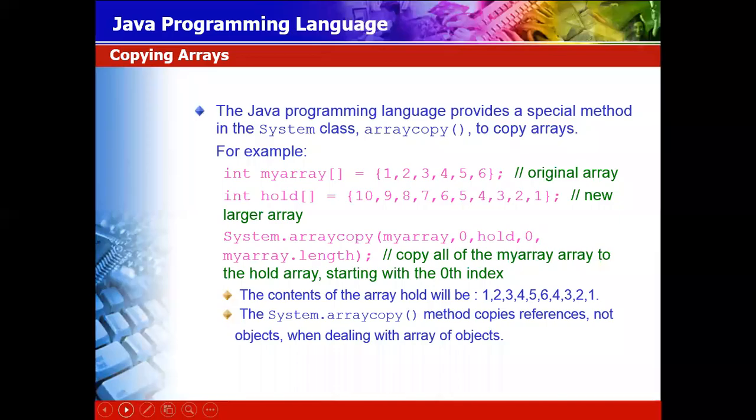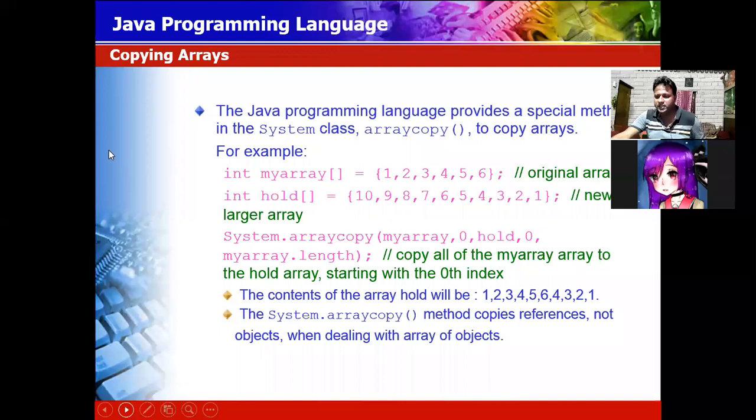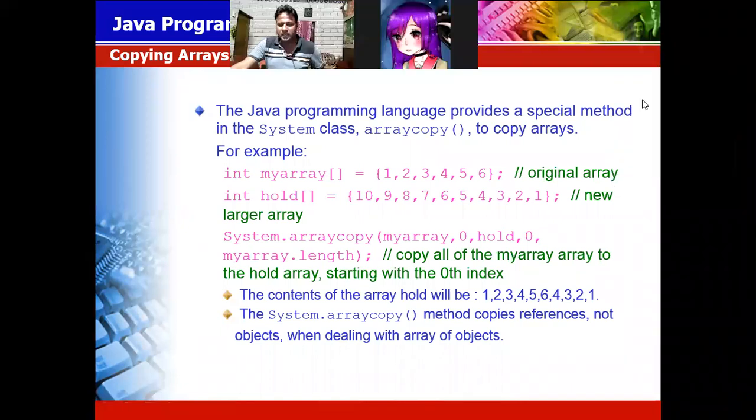Is copy the array element. The array copy method is used to copy the array element from one array to another array. So the Java programming language provides a special method called the array copy method, which is used to copy one array element into another array element. Now check how the array copy method works.